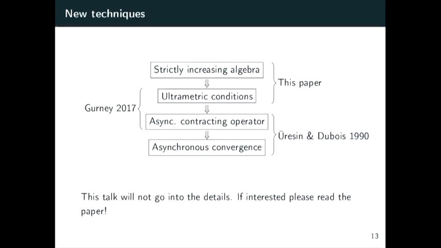This is the structure of our proof. I'm not going to go into the gory details. If you're interested, you can read the paper. At a very high level, Űresin and Dubois in 1990 showed that if you have an asynchronously contracting operator, then that operator is guaranteed to deterministically converge. And then Daggitt, Gurney and Griffin, 2017, that's when we put the paper on arXiv, it was actually 5 or 6 years before this, managed to prove that if you have a certain set of ultrametric conditions, ultrametric spaces, then you are guaranteed to be an asynchronously contracting operator. And we've shown in our paper that if you have a strictly increasing algebra, it's guaranteed to obey the ultrametric conditions.